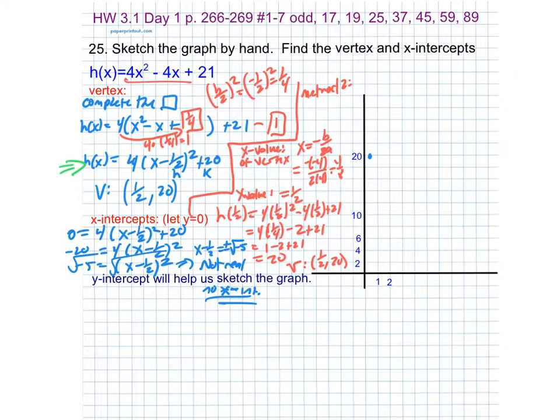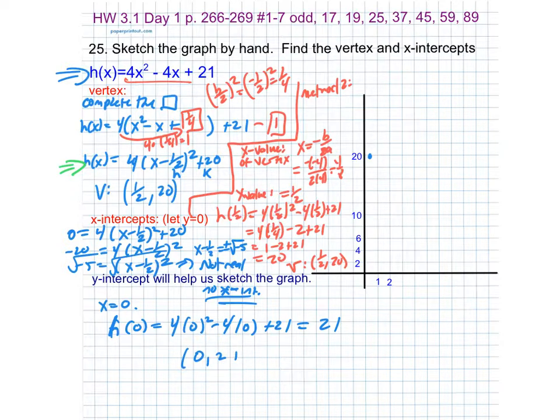Okay, and then to find the y-intercept, we're always going to let x be 0. So we're going to find h of 0, which is easiest using the general form. So it's 4 times 0 squared minus 4 times 0 plus 21, which is 21. So the y-intercept is the point 0, 21. Let's put that on our graph.